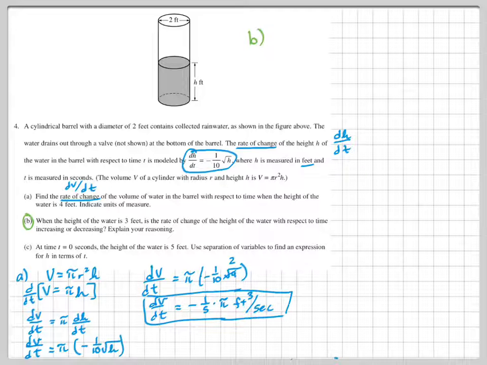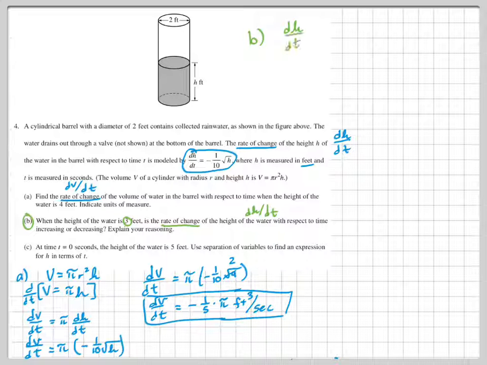So for B, it says, when the height of the water is 3 feet, is the rate of change of the height of the water with respect to time increasing or decreasing? Explain your reasoning. So if I want to find if the rate of change of the height is changing, I'm going to need the second derivative of h. Well, actually, the first derivative of dH/dt is the second derivative of h. So dH/dt, because I saw a rate of change, and we're talking about the rate of change of the height, so I wrote that out.